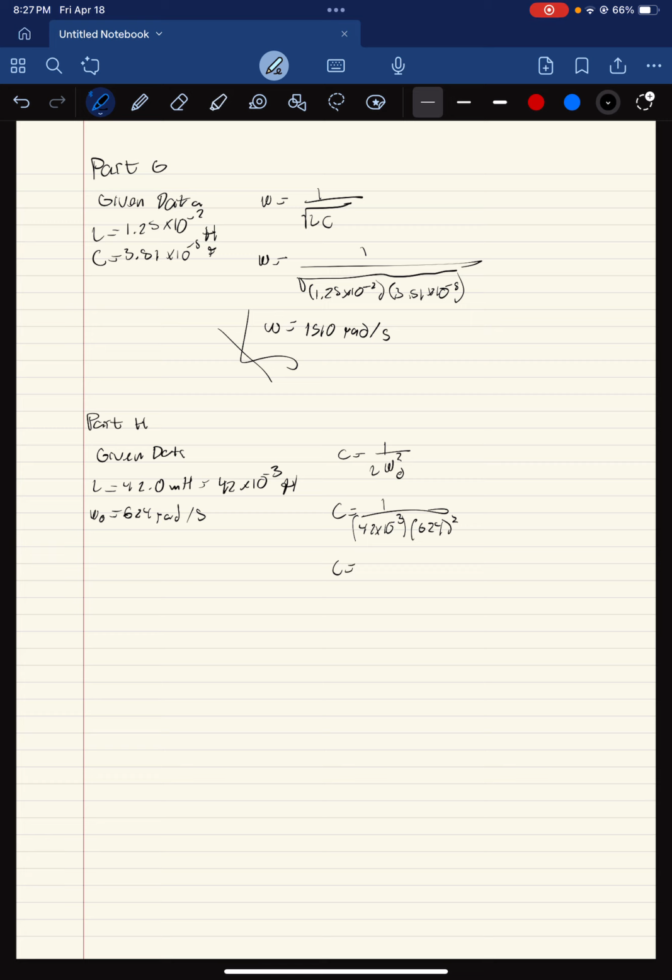And let's get that to the calculator. 1 over 42 times 10 to the negative 3 times 624 squared, and I got 6.11 times 10 to the negative 5 farads. Perfect. Now we go with part A.